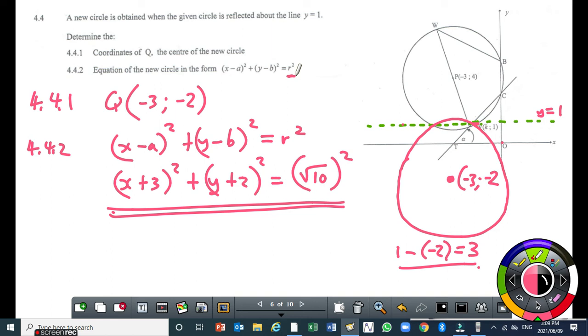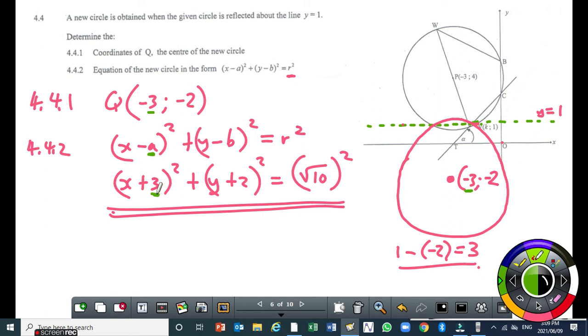Any questions? We found the coordinates of the center, so I substitute from those into the formula. Look here. Our x value is a. That's minus 3. Where there is an a here, I put minus 3, then it becomes positive. No, you don't substitute x. You substitute the value of a, which is the x value at the center.